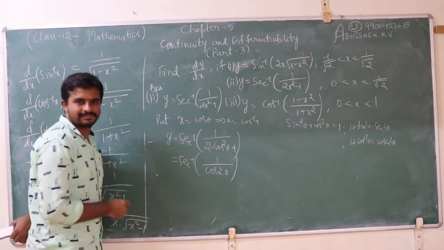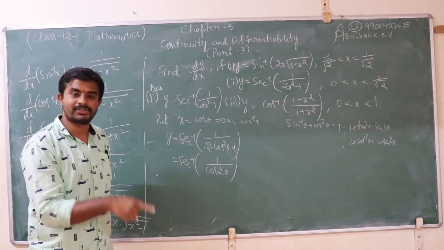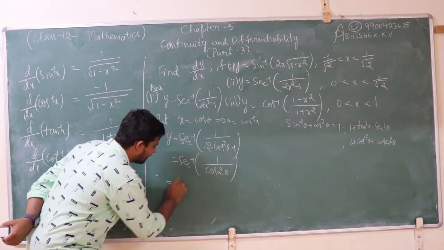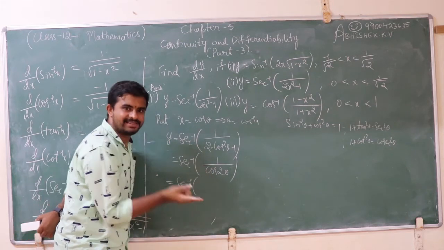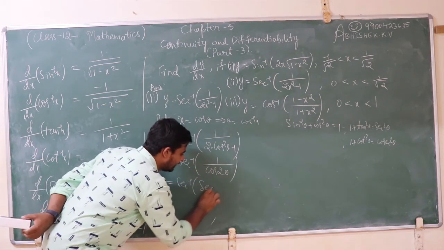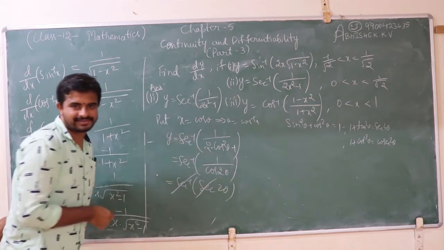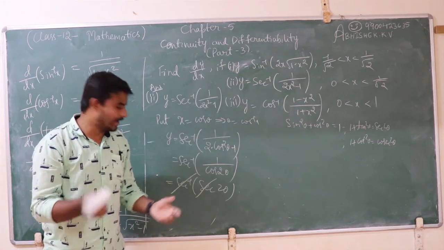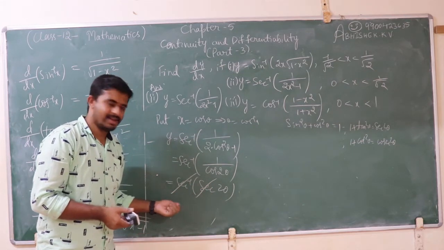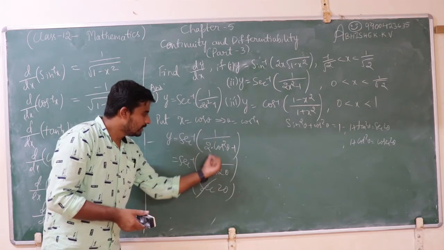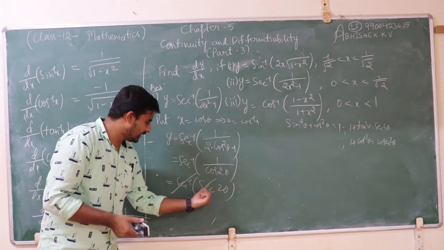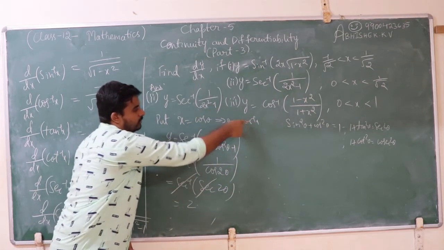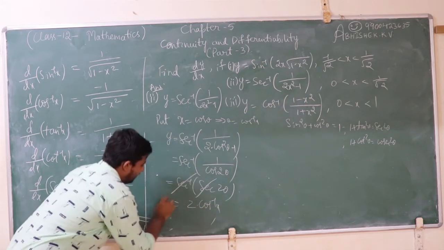We know the result: sin 2 theta is 2 sin theta into cos theta, but cos 2 theta is 2 cos square theta minus 1. Therefore, secant inverse of 1 by cos 2 theta is secant inverse of secant 2 theta. If you consider sin square theta, then there is no result, so it is not possible. Therefore, we should take x is equal to cos theta. Secant inverse and secant get cancelled, leaving 2 theta. Theta is equal to cos inverse x, so y is equal to 2 cos inverse x.